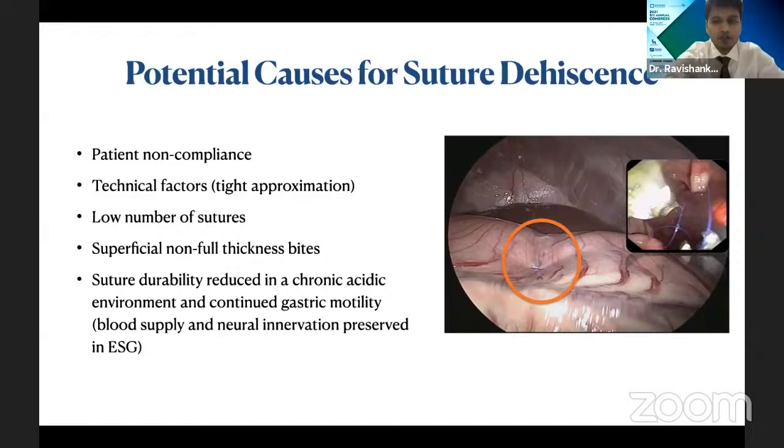And lastly, we don't know whether the suture durability would partly be reduced also because of the acidic milieu in the stomach. And in endoscopic sleeve, we are not cutting down the blood supply or neural innervation, so the stomach continues to move significantly, and this by itself in a tubular stomach would increase the pressure and break the sutures.